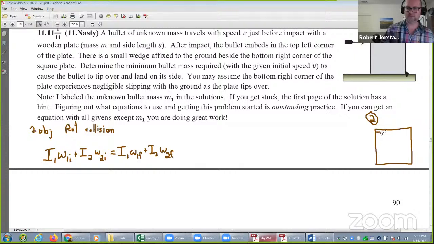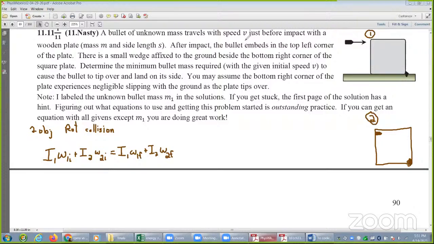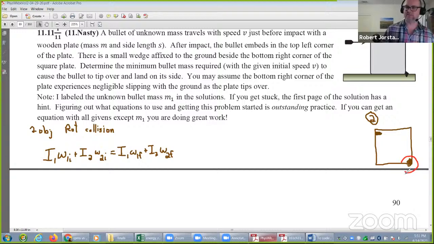The bullet embeds. What's going to happen to it after that bullet hits the plate? What is the plate going to do? Kind of want to move to the right, but because of the pivot, it's gonna rotate. Rotate, not translate. The pivot keeps it from translating. That's the whole point of that chunk down there. It makes it tip instead of slip, right? It makes it rotate instead of translate. So there's going to be some rotation right here.